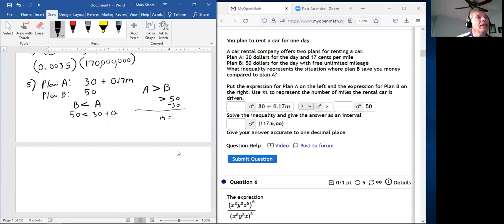Okay, so this was 0.17 right there. And then this was 0.17m. And so when we put it on the left-hand side, it's 30 plus 0.17m. There we go. So then we subtract 30 from both sides, and you get 0.17m is greater than 20. So we've got to divide by that 0.17.